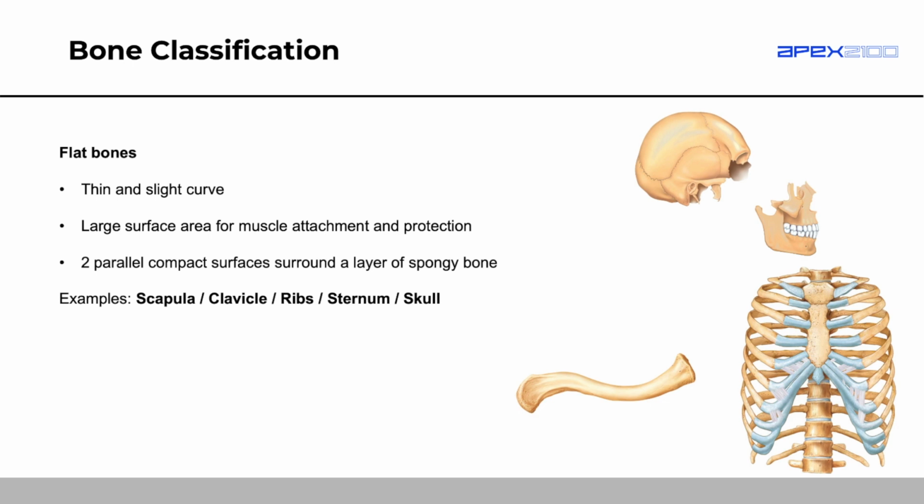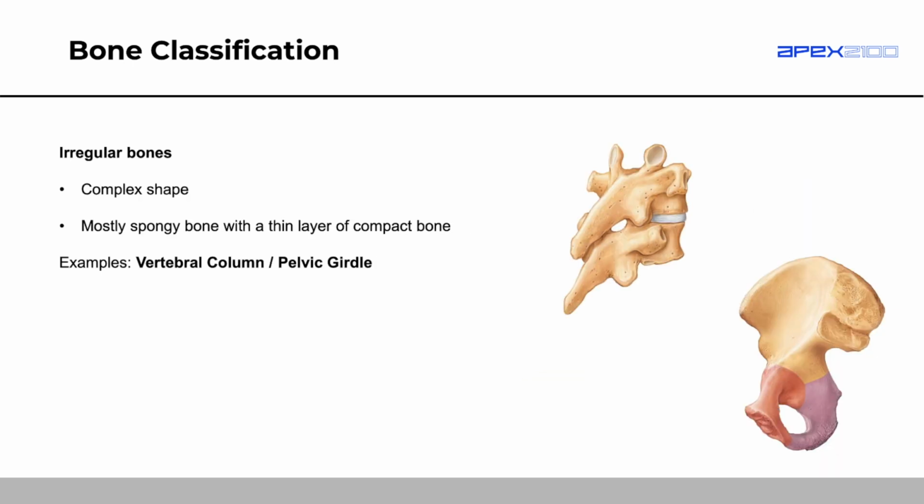The examples are the scapula, which we saw in the previous picture on the back of your shoulder, the clavicle, which is that S-shaped bone pictured there, the sternum, which is the bone which runs down the center of our chest at the very top, and the ribs as well are flat bones.